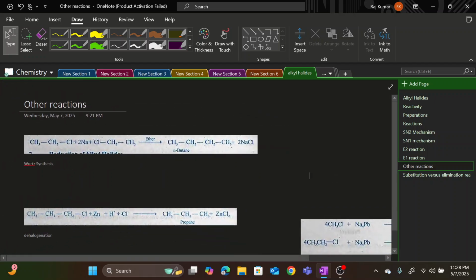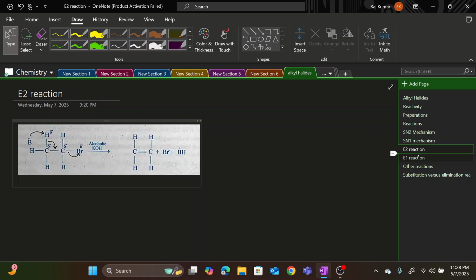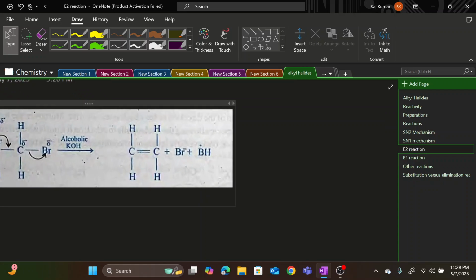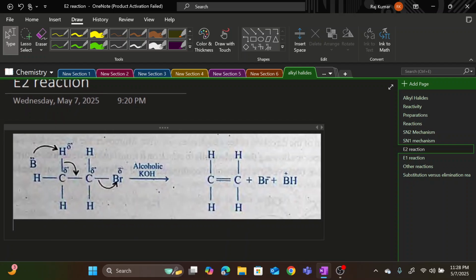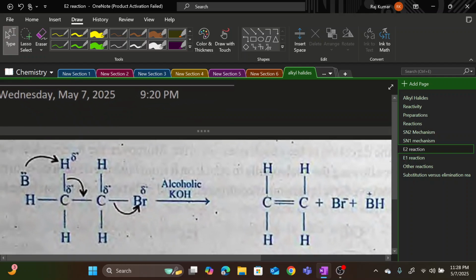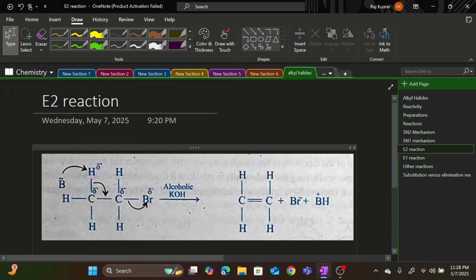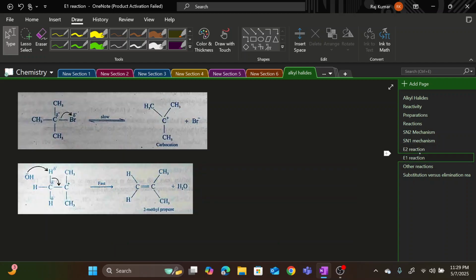Elimination reactions are not that difficult at all. If you just look into the elimination reactions, elimination means removing hydrogen halide from the alkyl halide. When you remove hydrogen halide, it takes place in two mechanisms, the E1 mechanism and the E2 mechanism.